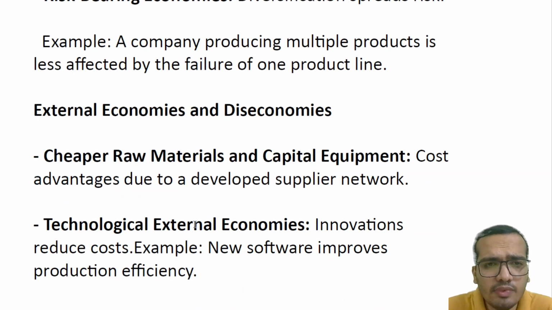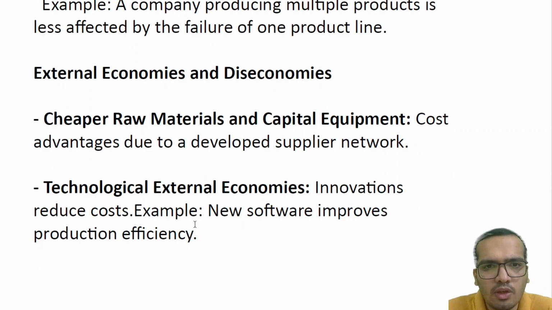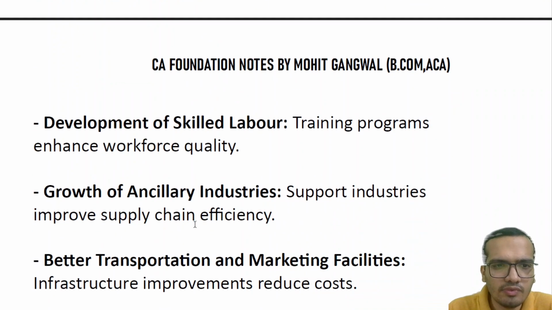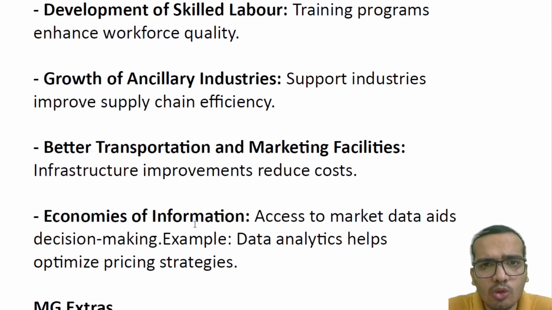Then comes external economies and diseconomies. What could be an external factor? First, cheaper raw material and capital equipment, a cost advantage due to a developed supplier network. Second, technical external economies, that is innovations reduce cost. Example, new software will improve overall production efficiency. Third comes development of skilled labor, that is training programs enhance workforce quality. Then comes growth of ancillary industries, so the support industries improve supply chain efficiencies.